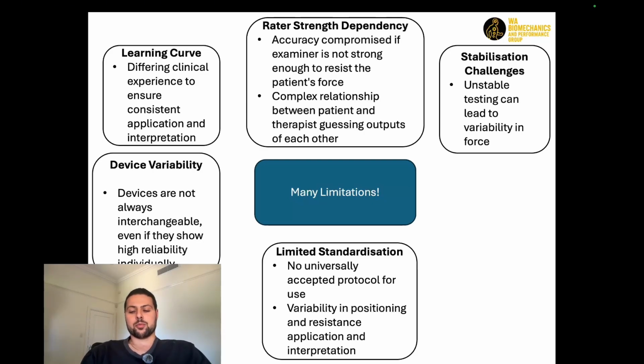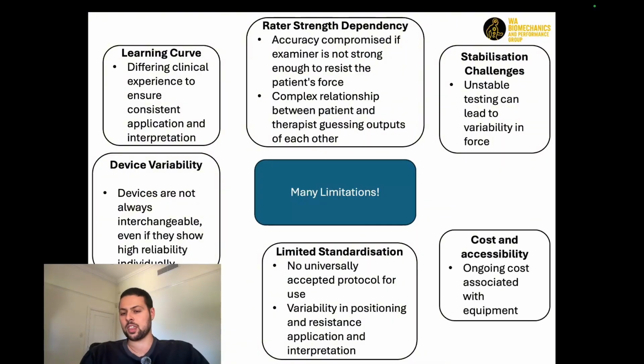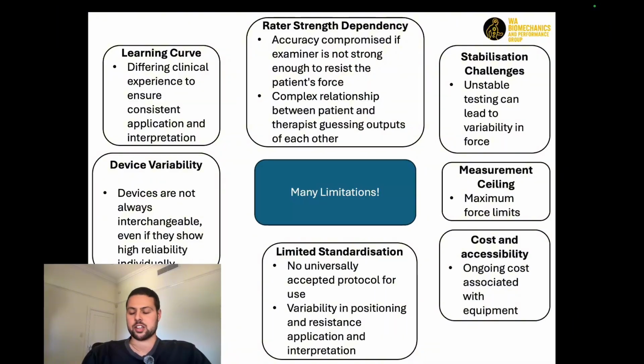So we've got to be really careful with how we interpret and what joints we use when we test handheld dynamometry. And of course, there's a cost associated with it. It's not free, and it's not as cheap as a manual muscle test. Again, handhelds do have maximum force limits, but that's probably one of the least limitations out of all the ones here.